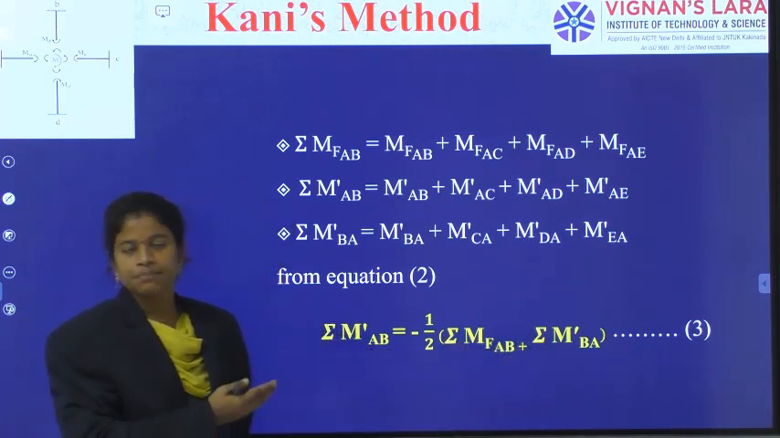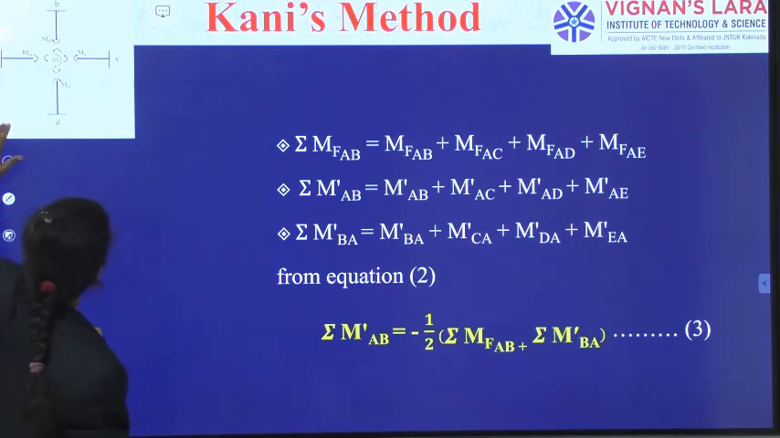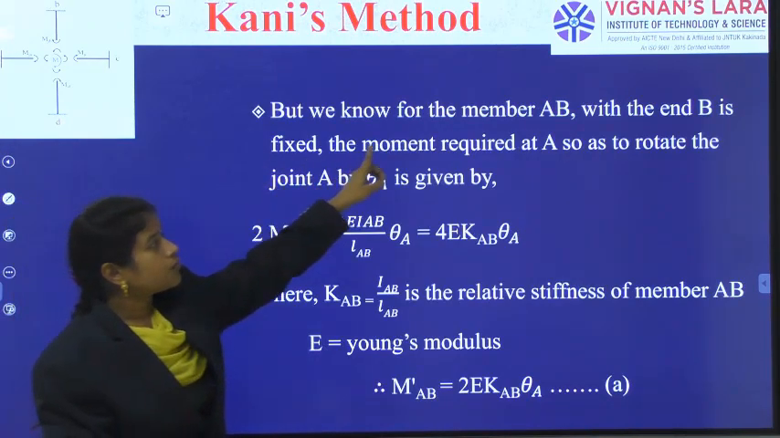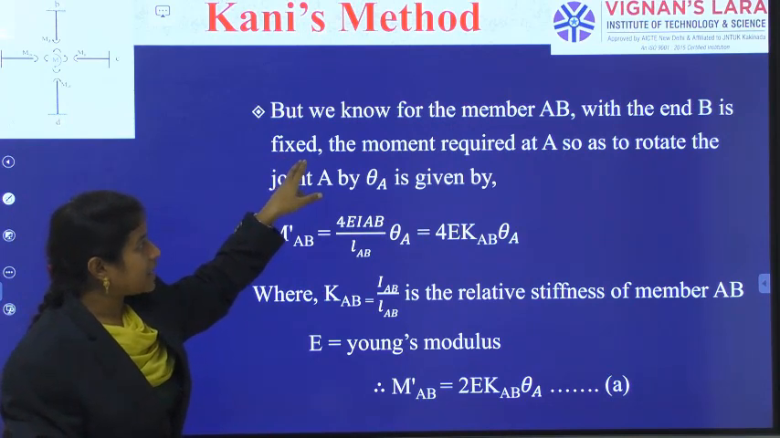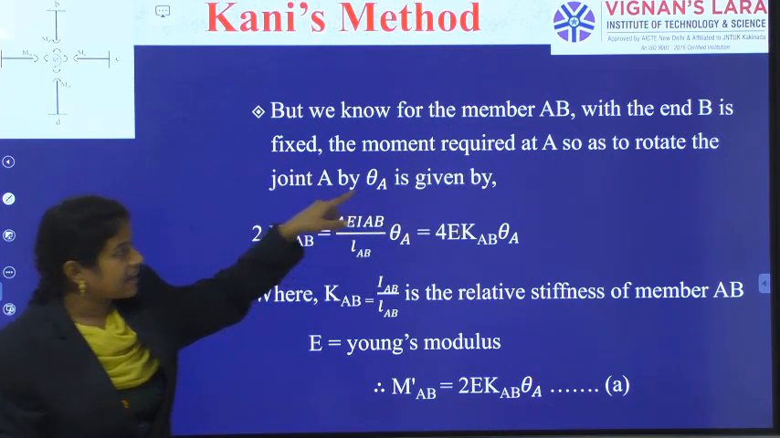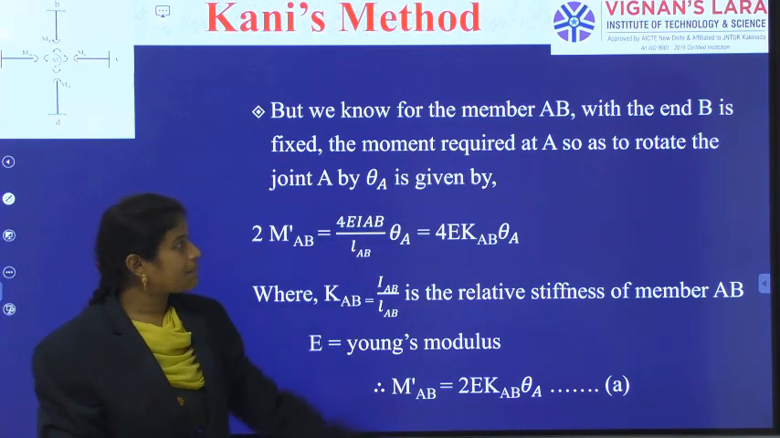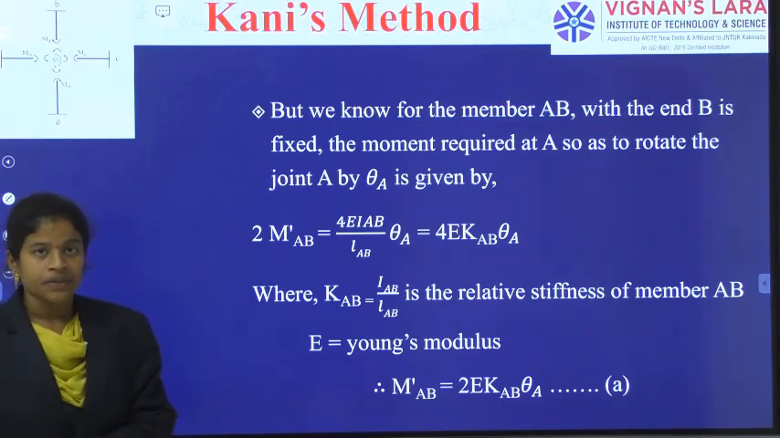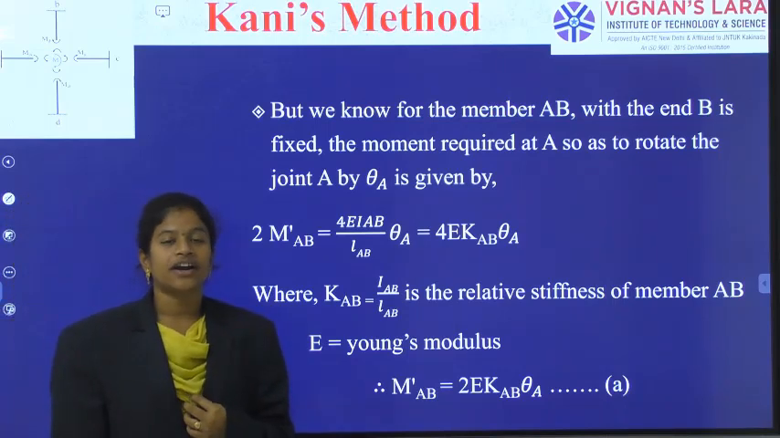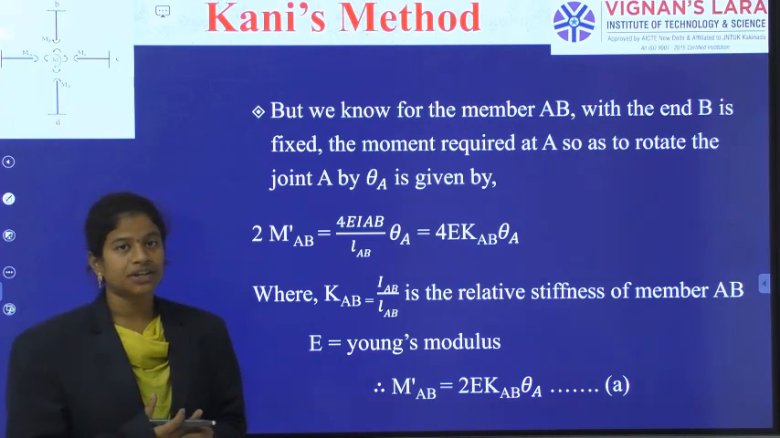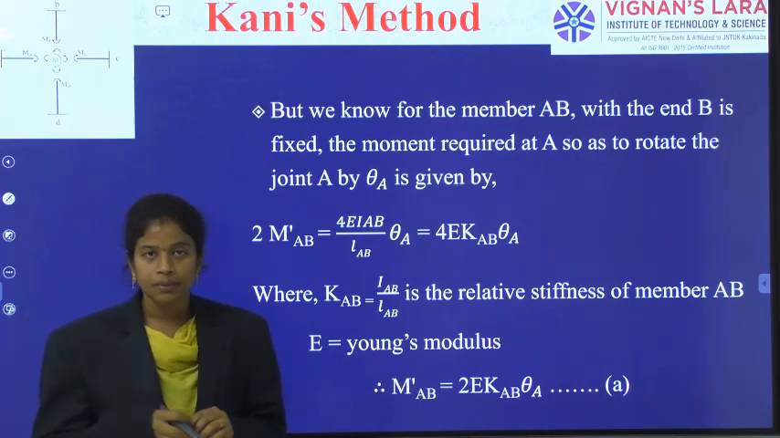Okay, these two terms, simply arrangement. Okay, next thing, but we know for the member AB, because the end B is being fixed, the moment required at A so as to rotate the joint A by theta A, which is given by. So this condition we have already learned in our moment distribution method also for causing a moment.